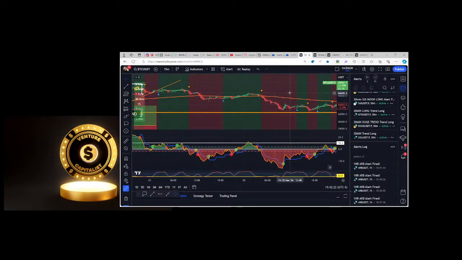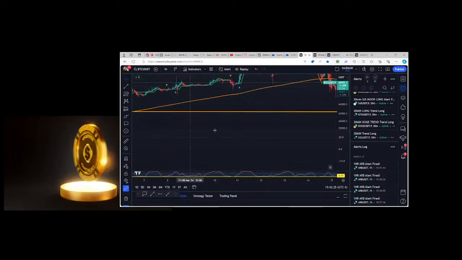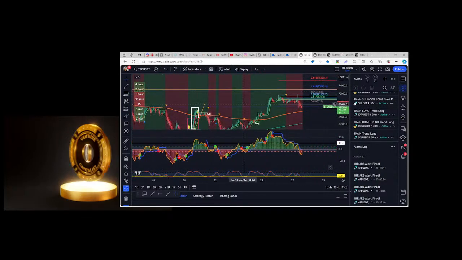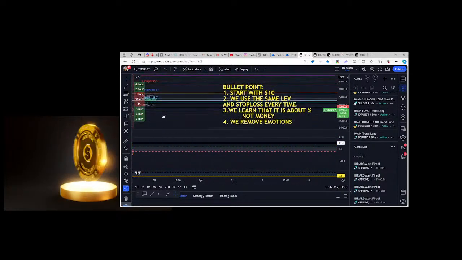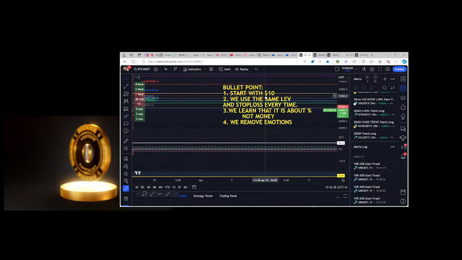We just want to cover at the end here the simple basics of what we're talking about. Every time you get into a trade, understand that when you first start the system, you have to follow the guidelines. The bullet points are: you're going to start with $10 in your account, and you're going to use the same leverage and stop loss every single time. 50% stop loss, 50% target.